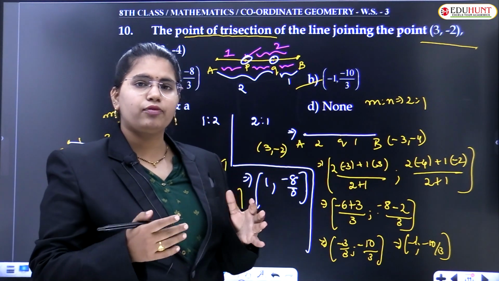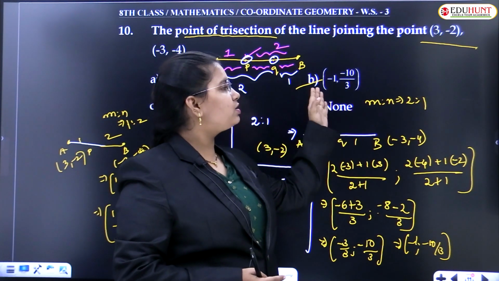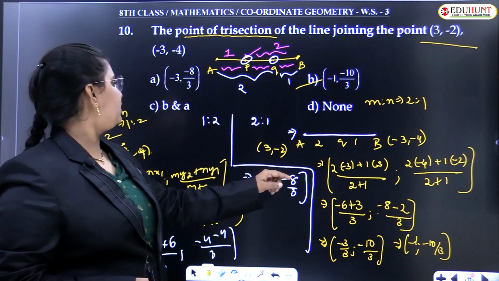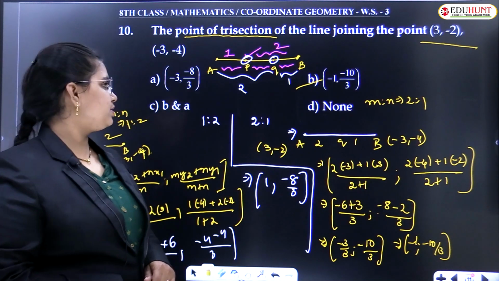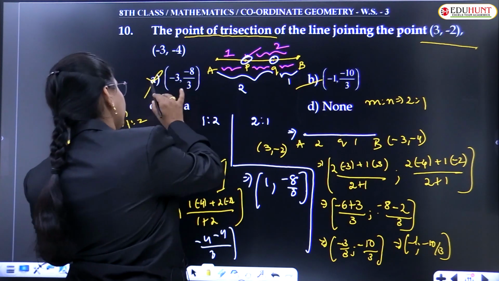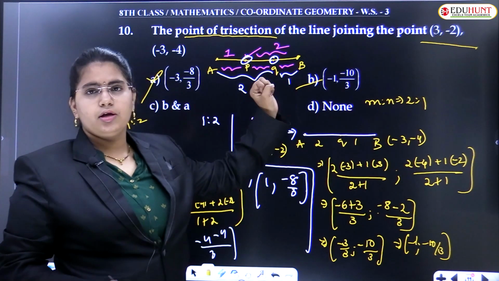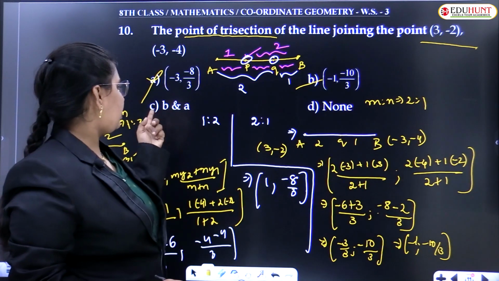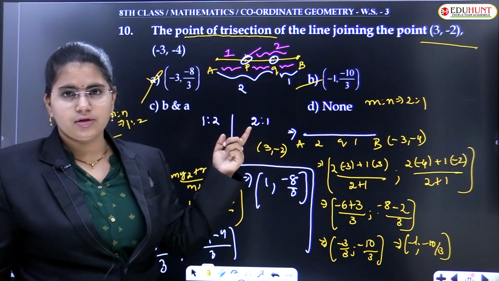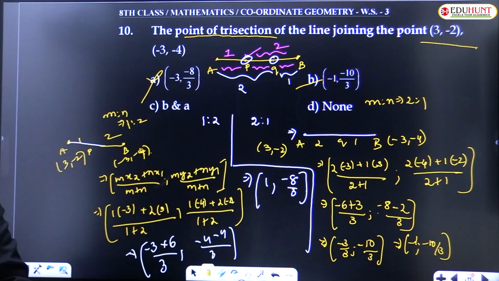Correct? If I talk with respect to my particular point Q, we are getting the point of Q as minus 1 comma minus 10 by 3. Whereas what is the point of P? What I got is 1 comma minus 8 by 3. Right? But if I talk about the first option, this is a wrong one. Next, yes, of course I got the point in option B as point Q. And option C, what is option C here? B and A. Obviously don't, right? So it will be none option. I hope I am clear with it.